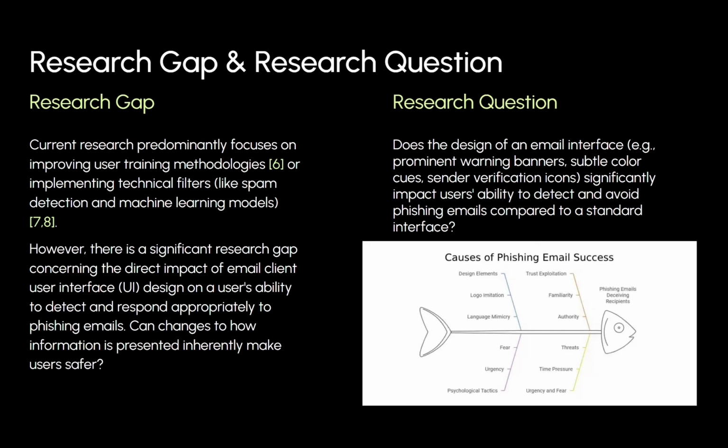And our specific research question is: does the design of an email interface, such as including prominent warning banners, color-coded cues, or sender verification icons, significantly impact users' ability to detect and avoid phishing emails compared to a standard or a generic interface?